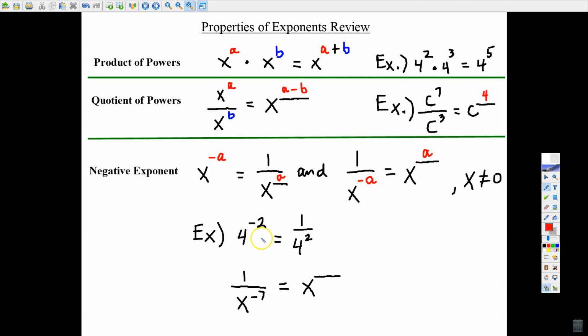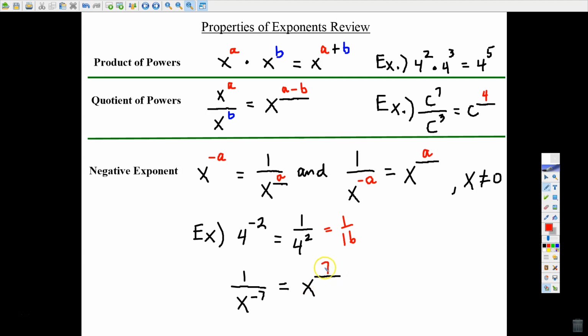Okay, so here's a couple examples using regular numbers. 4 to the negative 2 is rewritten as 1 over 4, that's the reciprocal of 4, to the positive 2. And then, of course, that's 1 over 16. Okay, here 1 over x to the negative 7 is rewritten as the reciprocal of 1 over x, which is x over 1, to the positive 7.